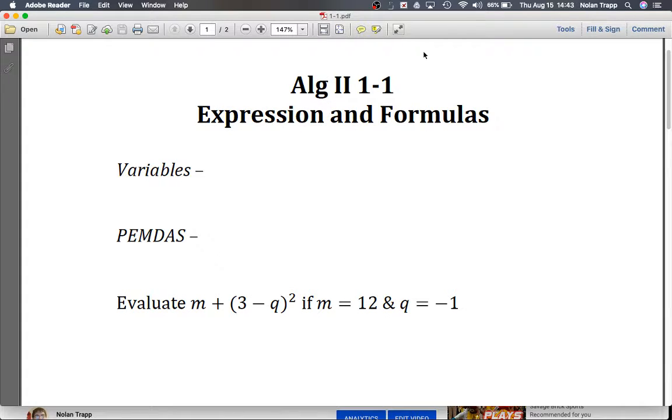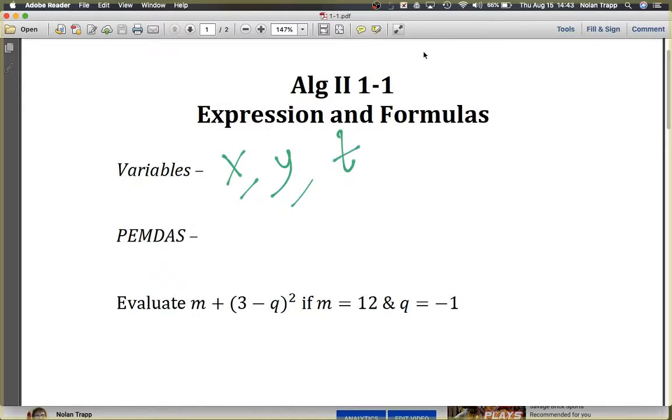So first off, I'm going to define variables, which you should already know in Algebra 2. A variable, the most common one we use is x. In this book, we might use y. There are times we use t, but they are just letters we use to stand for some number. We're not going to go over PEMDAS a lot. We'll do a little bit, but not a lot.